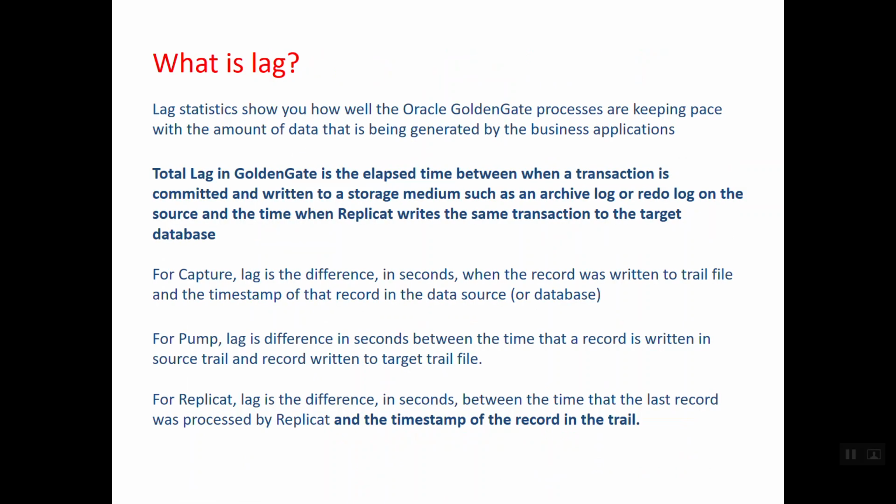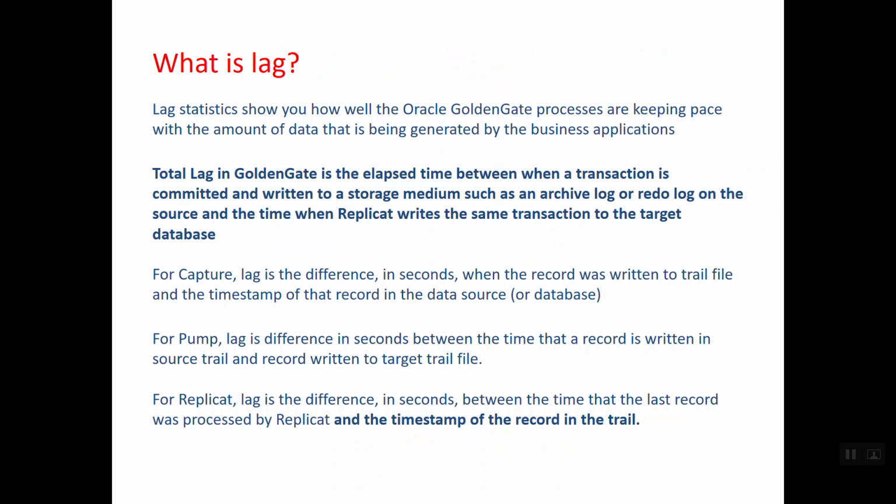Okay, so for now what we have learned, the same summarization in the slide: total lag is the lag time between the transaction committed in the source system and the transaction committed in the target system, and that is the lag of the replicate as well. The capture lag is the difference between the record written in the trail file and the timestamp of that record in the data source. For the pump, the actual lag is between data written in the source trail file and the target trail file.